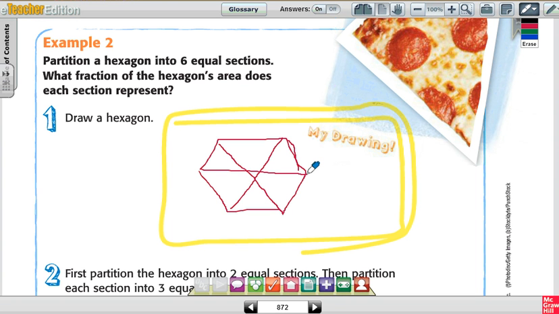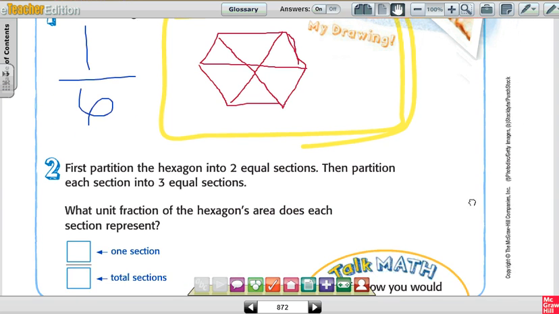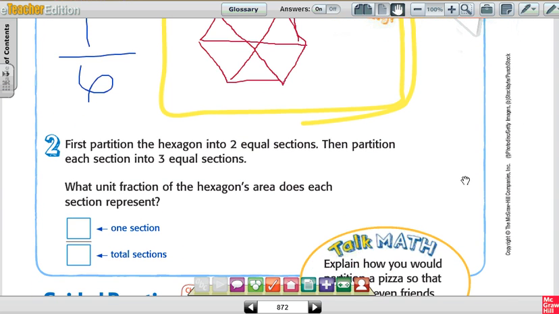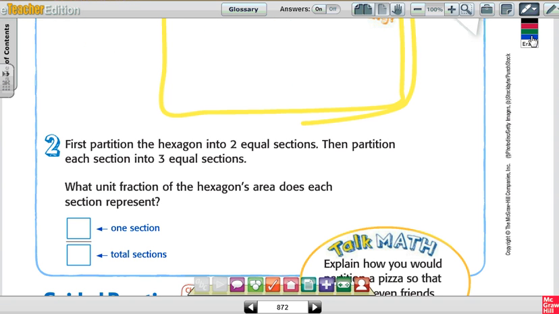Then it says, what fraction of the hexagon's area does each section represent? Well, how many sections do I have total? 6. And each section represents 1/6 of the whole total. First partition the hexagon into 2 equal sections. Then partition each section into 3 equal parts, and that's what we did. So they basically are telling you to do it like this.